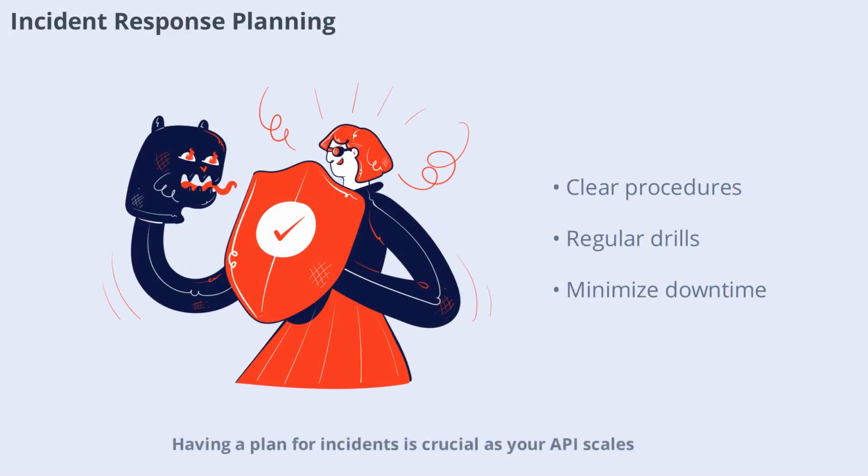Having a plan for incidents is crucial as your API scales. Define clear procedures for detecting, responding to, and recovering from outages or security breaches. Regular drills and post-incident reviews help improve your response. A solid incident response plan minimizes downtime and protects your reputation.